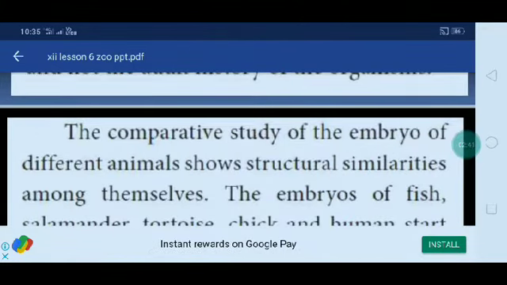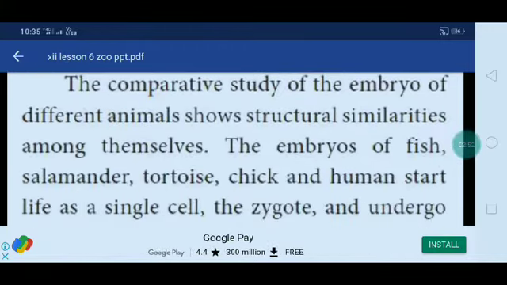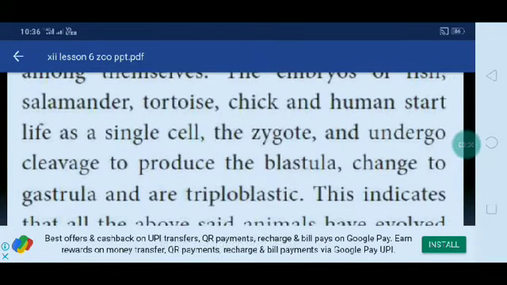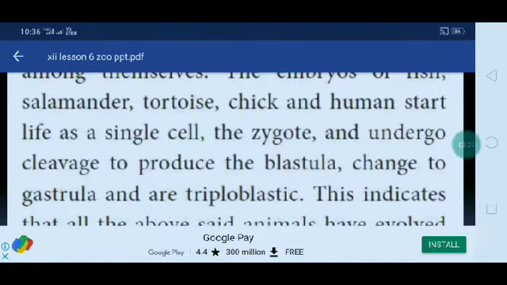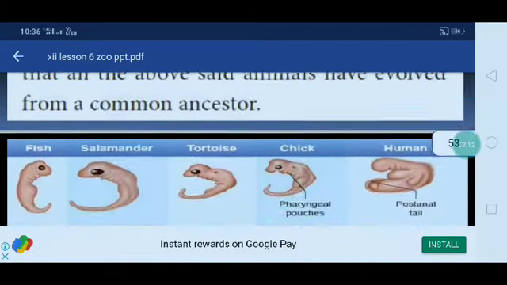The comparative study of embryos of different animals shows structural similarities among themselves. The embryos of fish, salamander, tortoise, chick and human start life as a single cell, the zygote, and undergo cleavage to produce a blastula, change to a gastrula, and are triploblastic. This indicates that all the above said animals have evolved from a common ancestor.